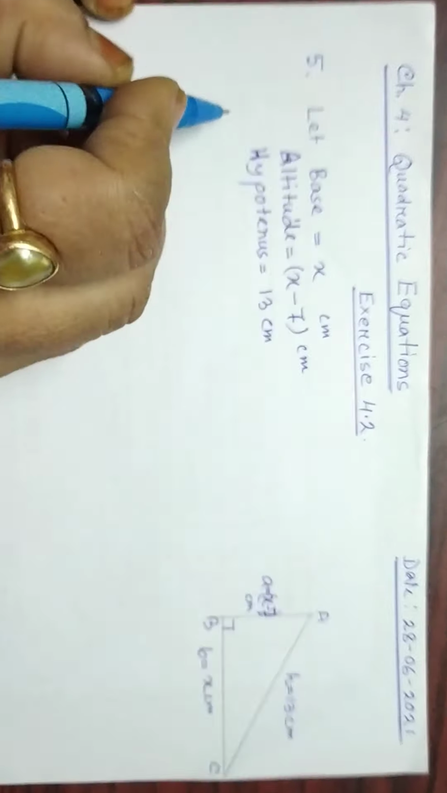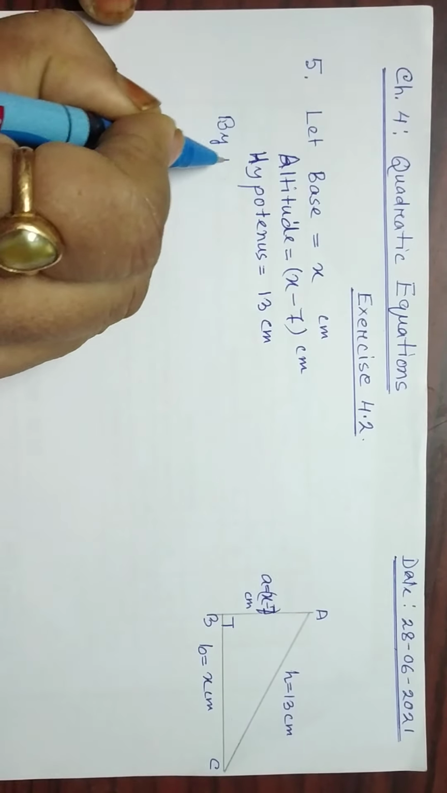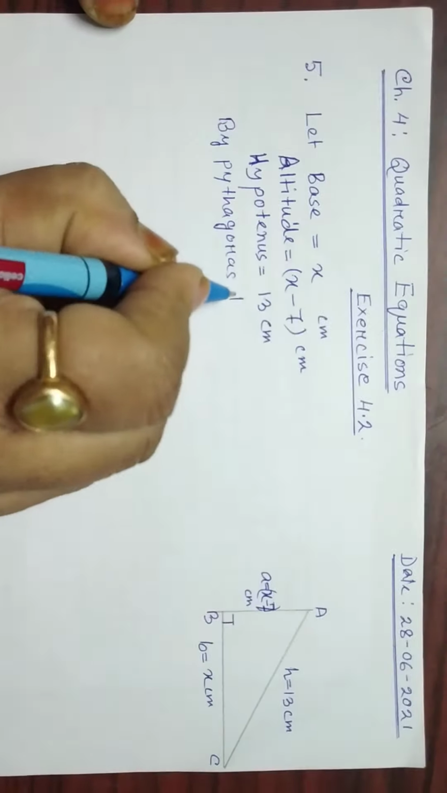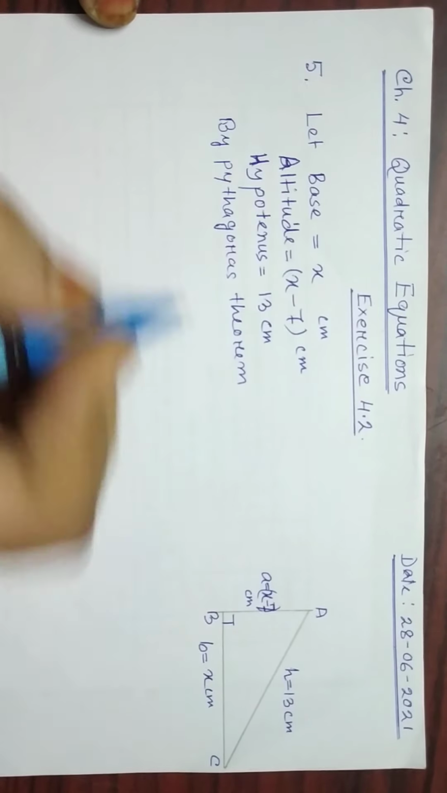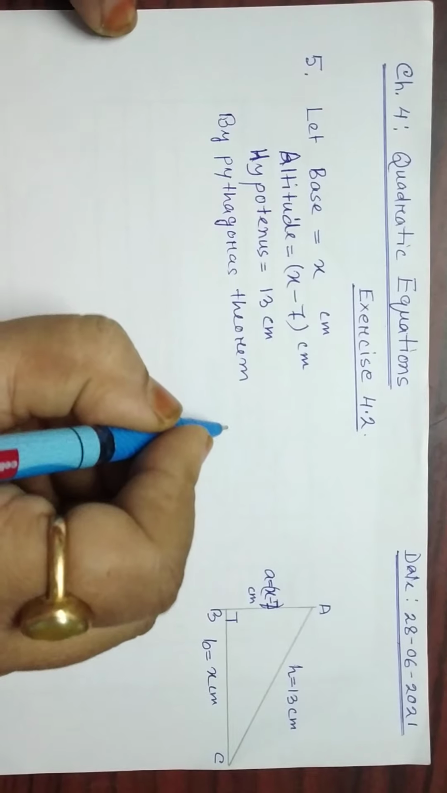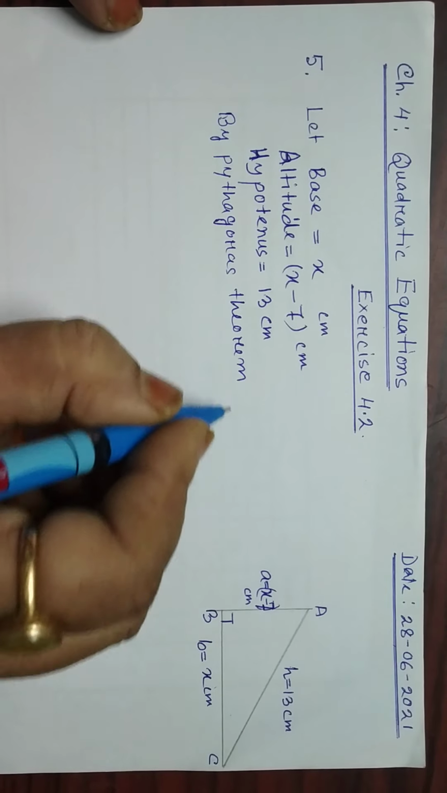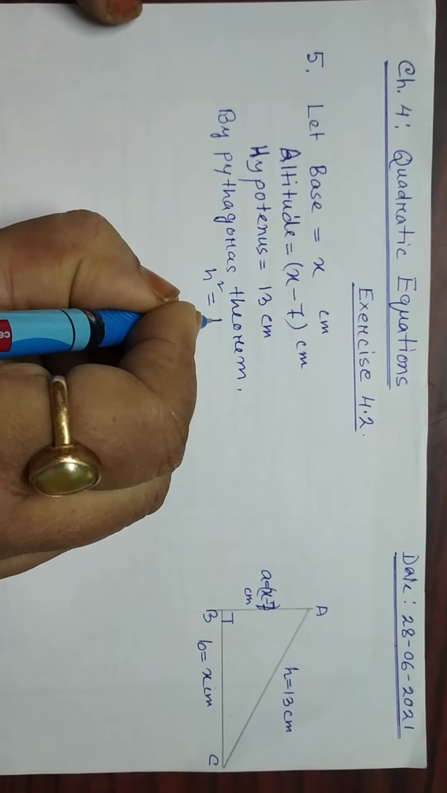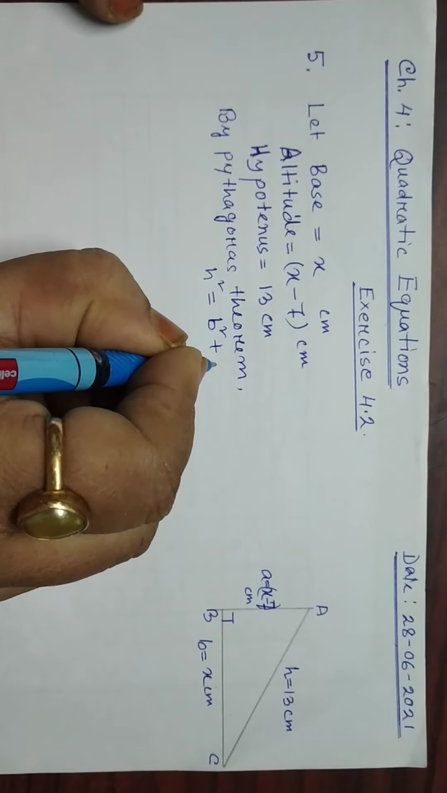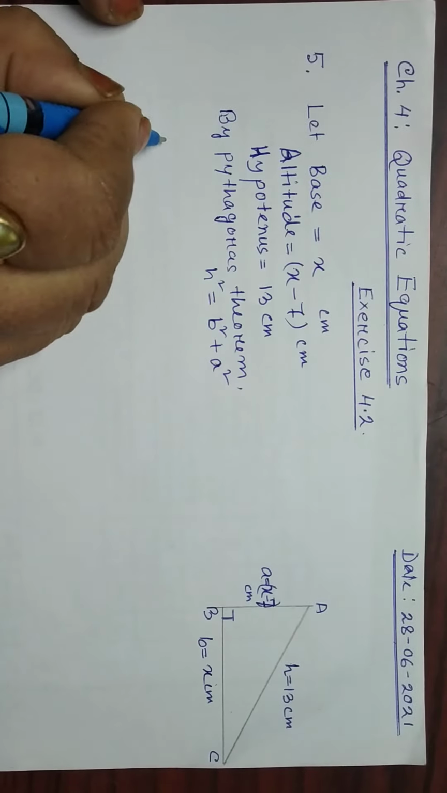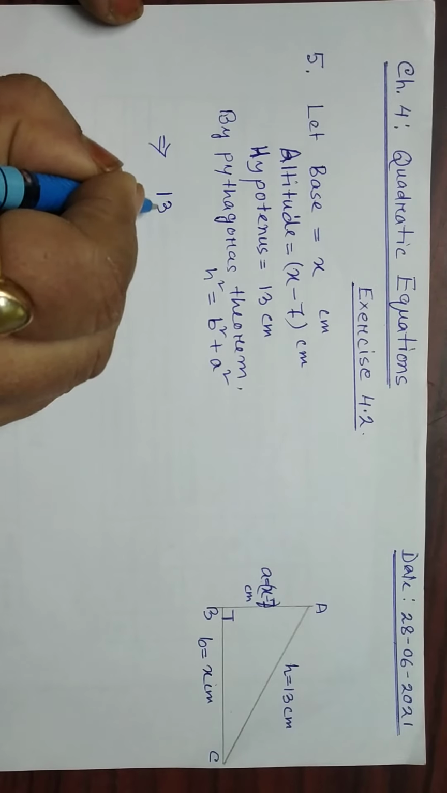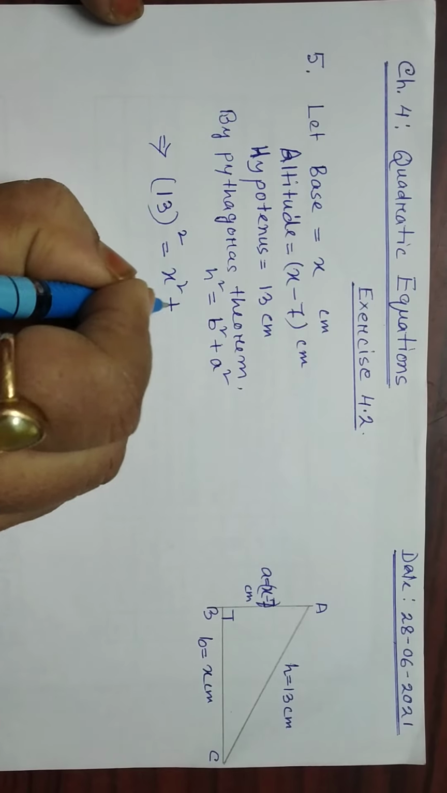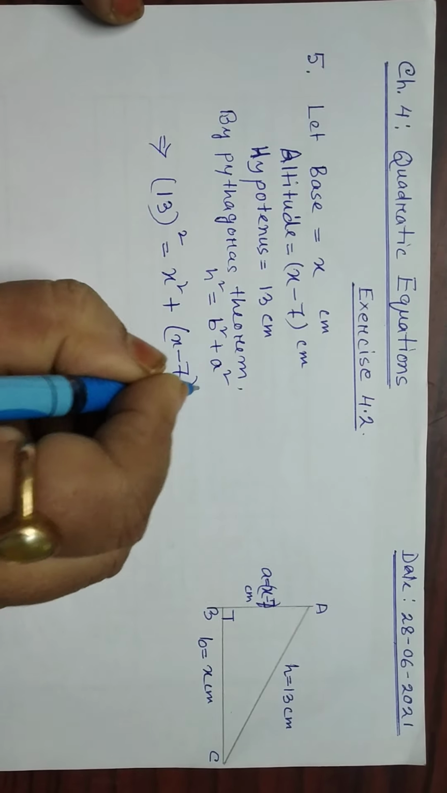Now, by Pythagoras theorem, hypotenuse square is equal to how much? Hypotenuse square is equal to base square plus altitude square. That means we can write hypotenuse, 13 square, is equal to base, x square, plus altitude, x minus 7 whole square.